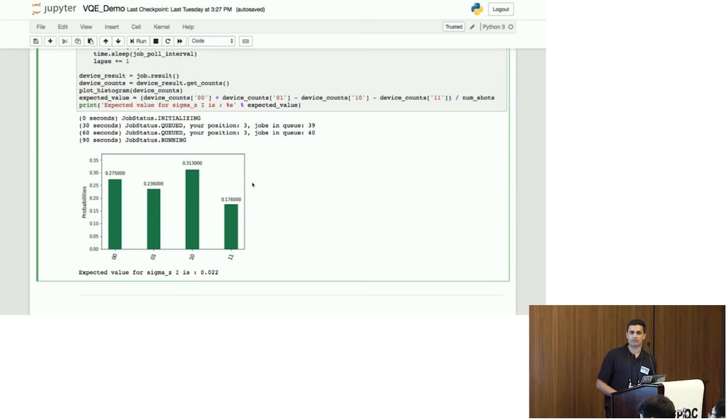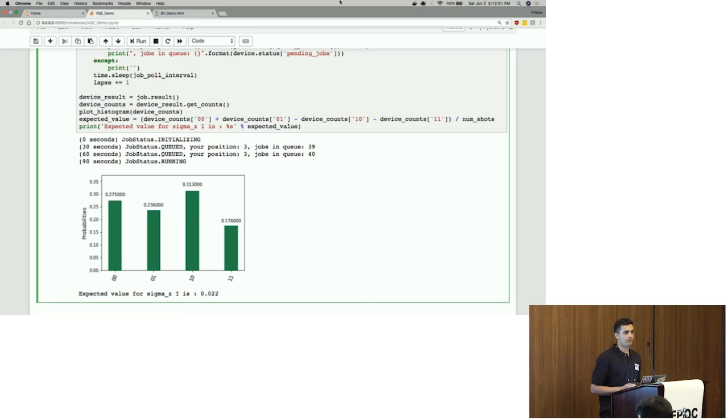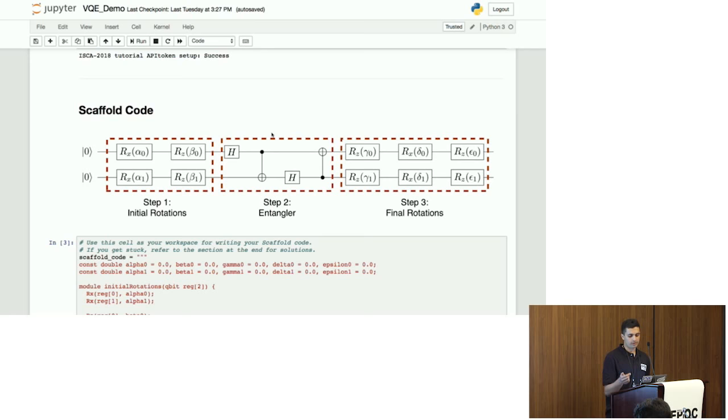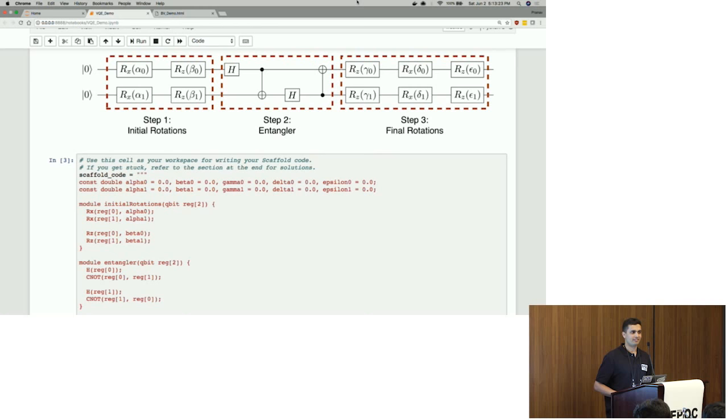And by the way, the other way you could approach this problem of actually finding the minimum is to do it more analytically. That would be to go through this circuit and try to figure out what you would set these angles to in order to get the end state to be either 1, 0 or 1, 1, which correspond to the eigenstates of the observable that are plus 1 in terms of eigenvalue. Is this making sense in terms of what you're all iterating on? Yeah? Cool.